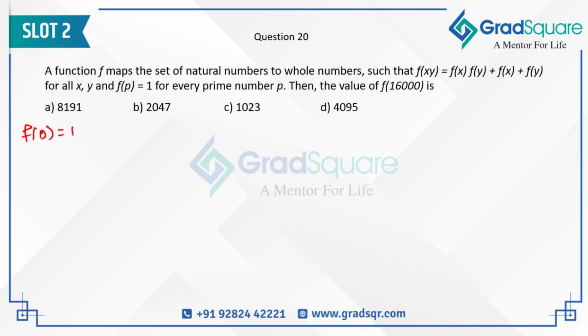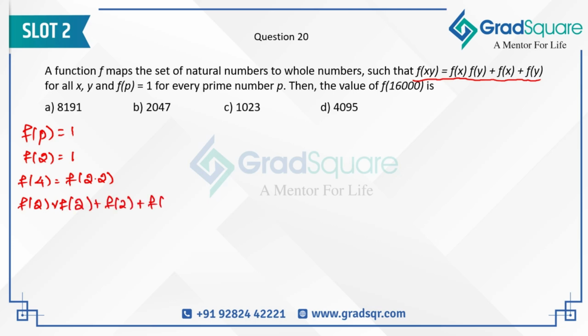So whenever you get questions like this, try to identify the pattern by substituting some initial values for the input variable. So I'm going to keep the prime number as 2. So output is going to be 1. If I have to calculate the value of f of 4, what will I do? This is nothing but f of 2 into 2. So using this given equation, I can write this as what? F of 2 into f of 2 plus f of 2 plus f of 2, which is going to be 1 into 1 plus 1 plus 1, which is going to be a 3.